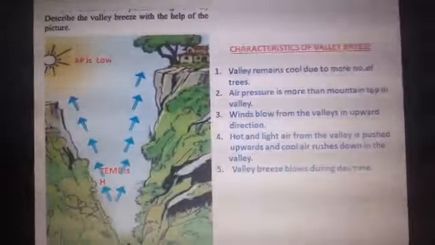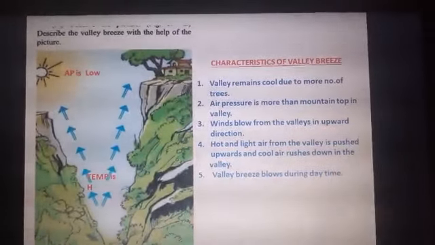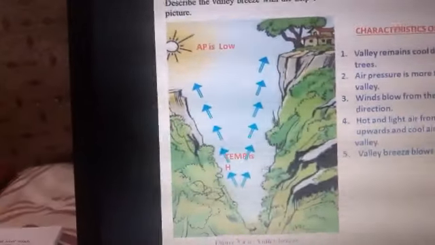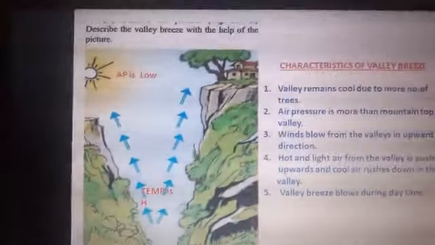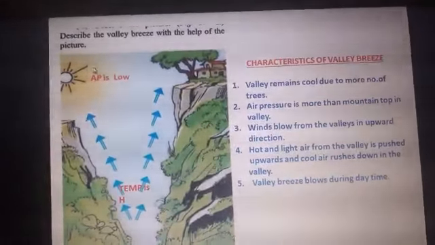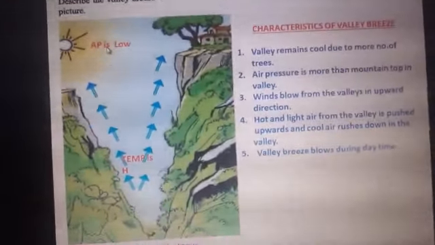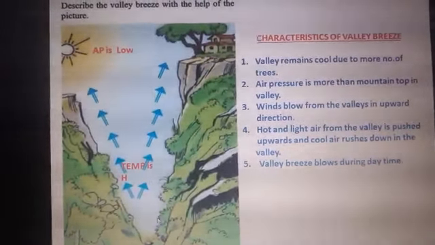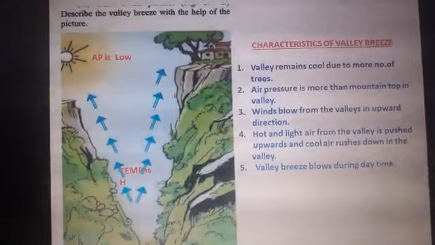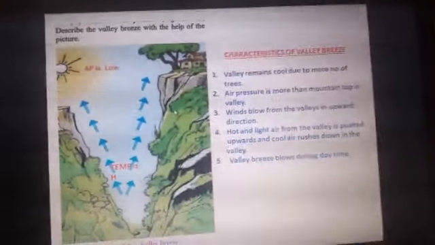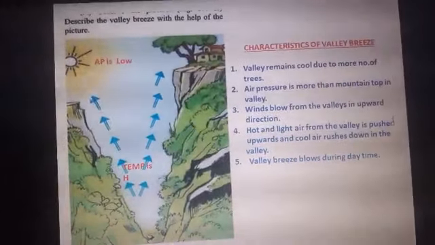Now children, let us see the next part. Now see here, you can find a picture, right? You can see it very well here. Describe the valley breeze with the help of the picture. Now this picture is given to you. This is a valley. Valley means what? The V-shaped area between two mountainous regions. It is called a valley because the shape is V-shaped.